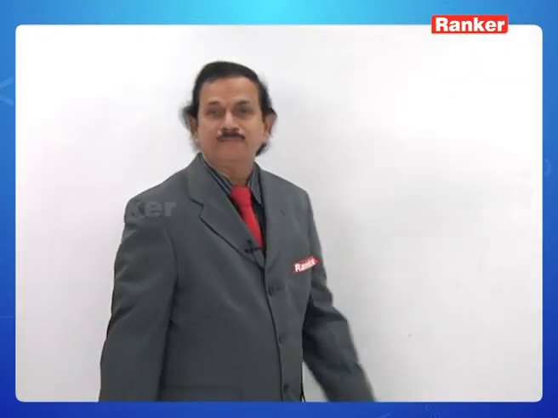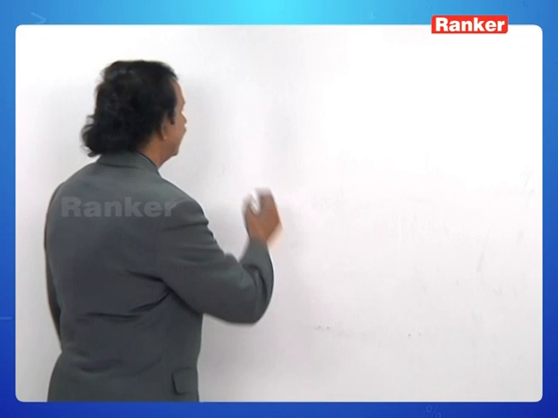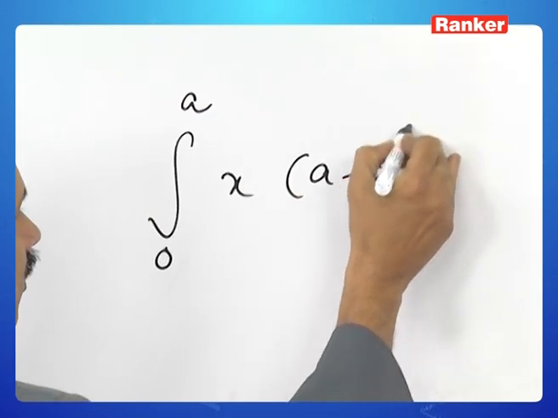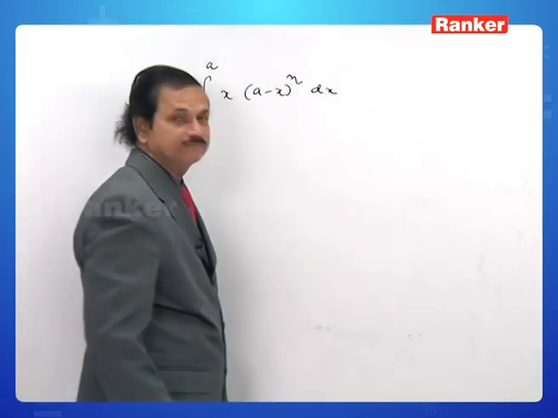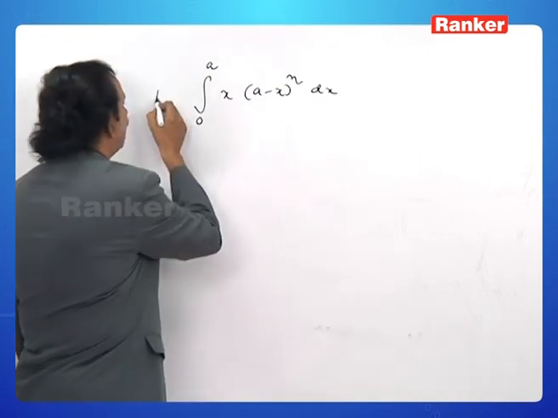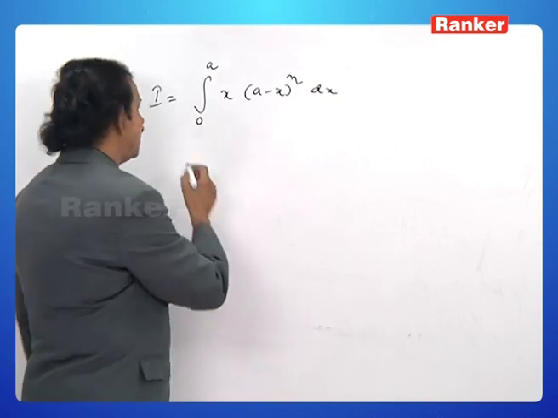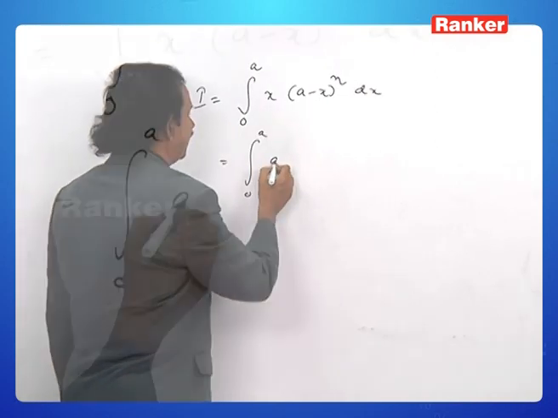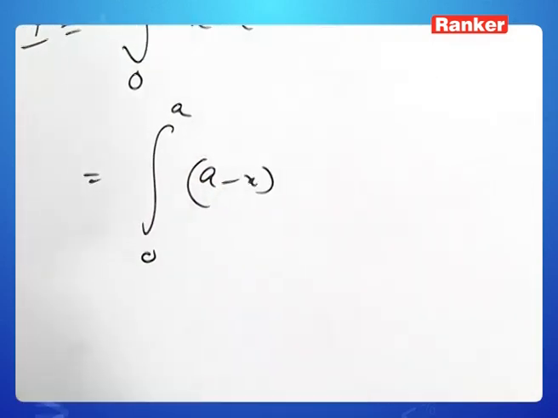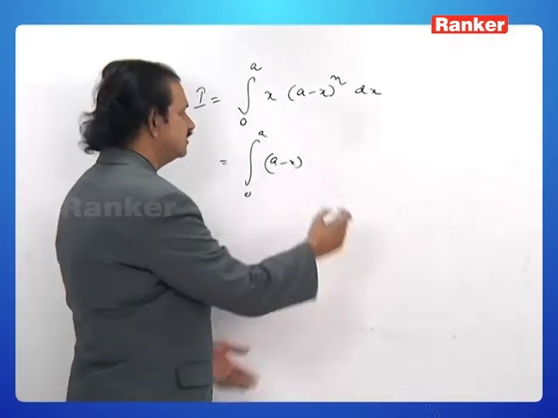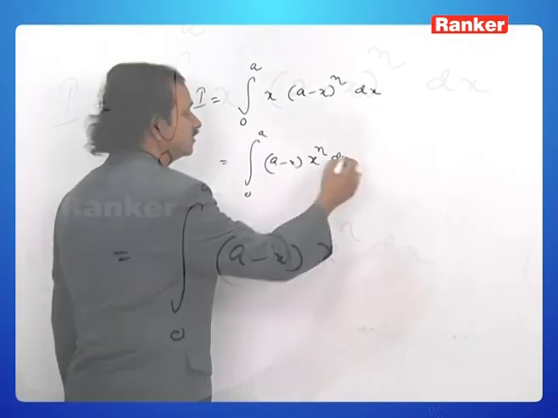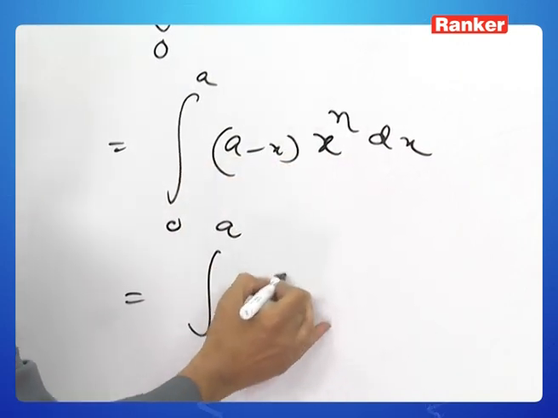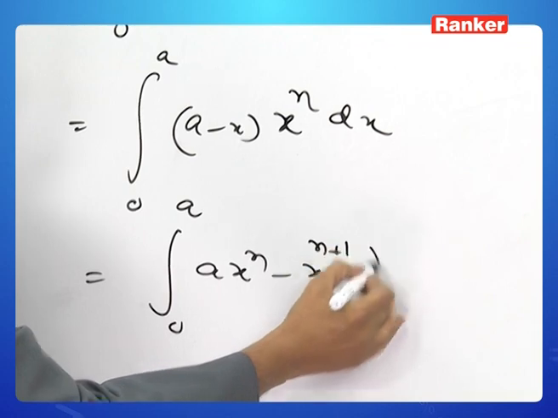The next one. One more standard result we like to derive. Integral 0 to a x into a minus x whole to the power of n dx. How to get it? Call this I. Now, I can replace x by a minus x, isn't it? So, it is 0 to a, a minus x into a minus of a minus x, which is just x, dx. So this is integral 0 to a of x power n minus x to the power of n plus 1 dx.